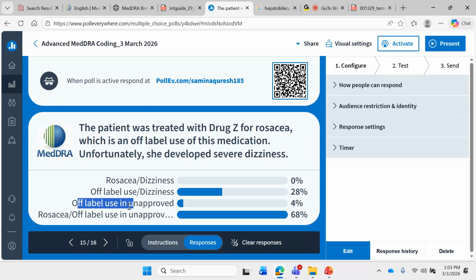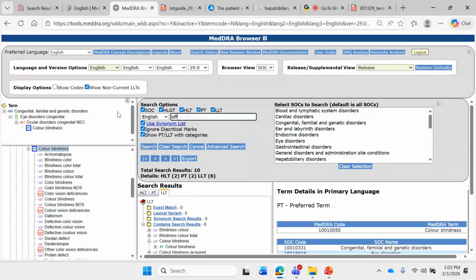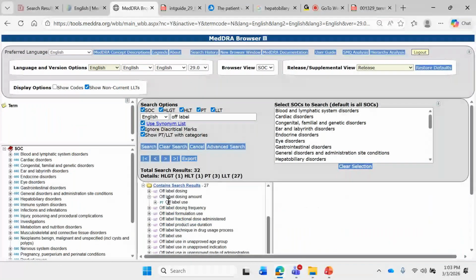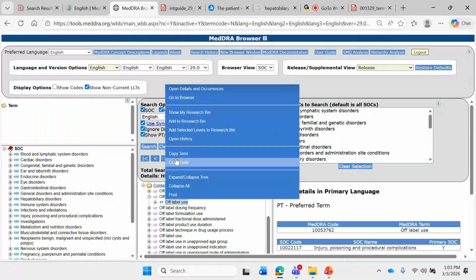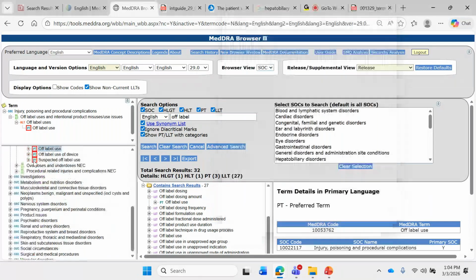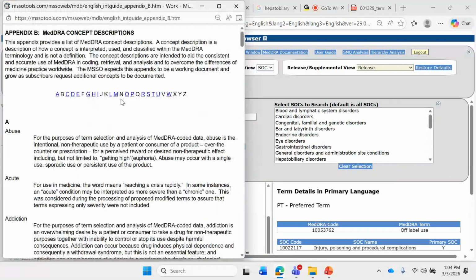That's what off-label is. Off-label can be for different scenarios. Let me just show you. The term off-label, things can be off-label for so many different things. The PT off-label, when I open it in the browser, has many LLTs. Let me show you for clarity.